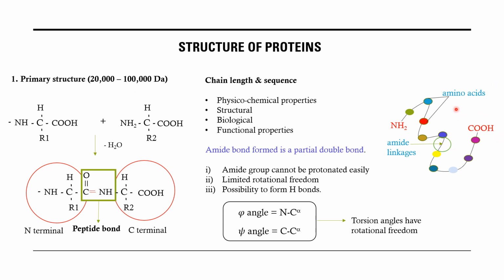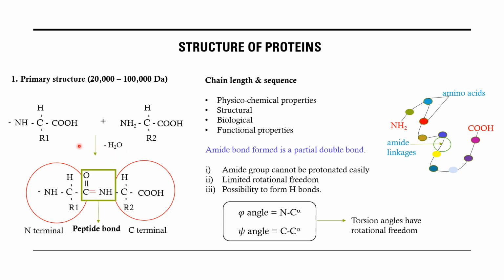On the right hand side, you can see the primary structure of a protein, where amino acids are arranged next to one another through amide linkages. The amide linkage on the left hand side is formed by condensation of the alpha carboxyl group of one amino acid with the alpha amino group of another amino acid. They undergo a condensation reaction to form an amide or peptide bond. During this phenomenon, there is loss of water.